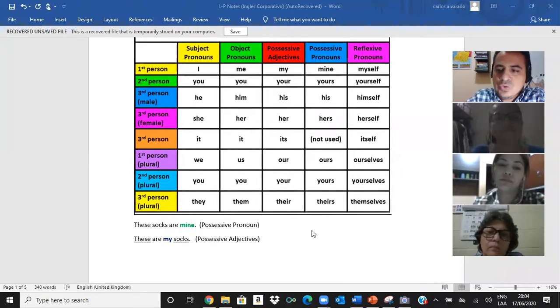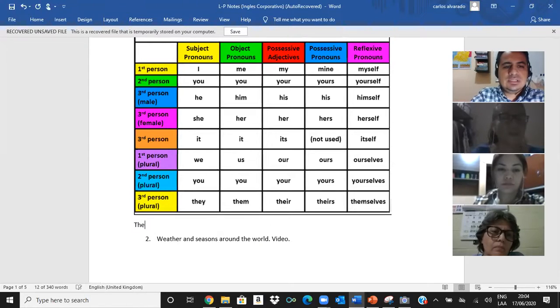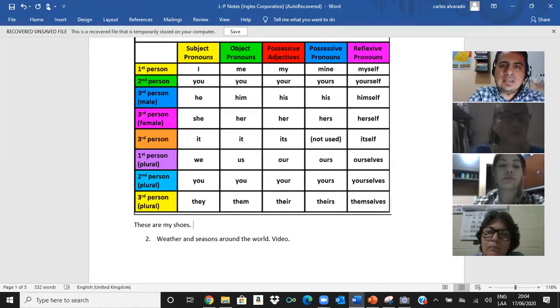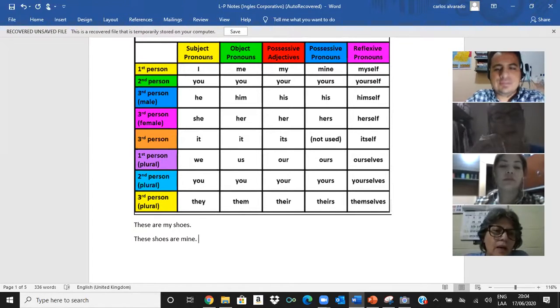Now, using the same example, okay? Aquí lo voy a escribir, el que tú nos diste ahorita. These are my shoes, right? ¿Cómo sería si pongo el possessive pronoun al final? ¿Cómo sería? These shoes are mine. Yes, very good. Excellent.